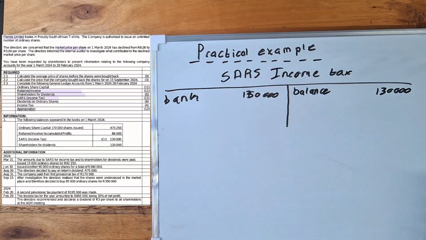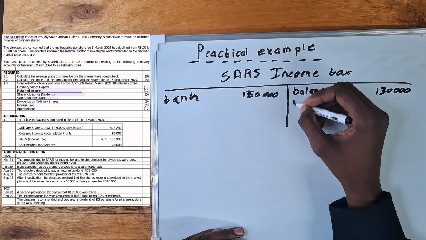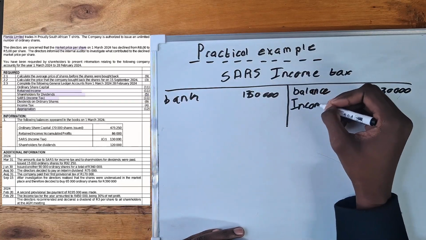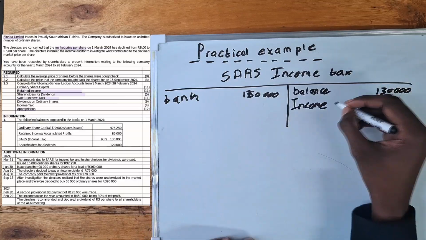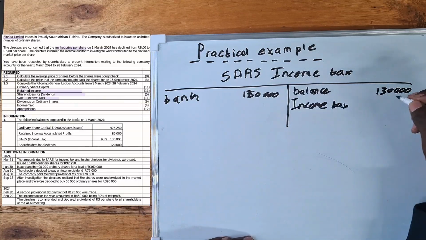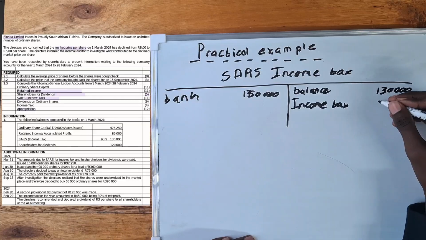Simple marks, guys. Simple marks, right? And then you write the income tax, the one from the income statement, right? However, here you didn't even need to do an income statement. It was just given. Income tax, right? Which is 450,000.